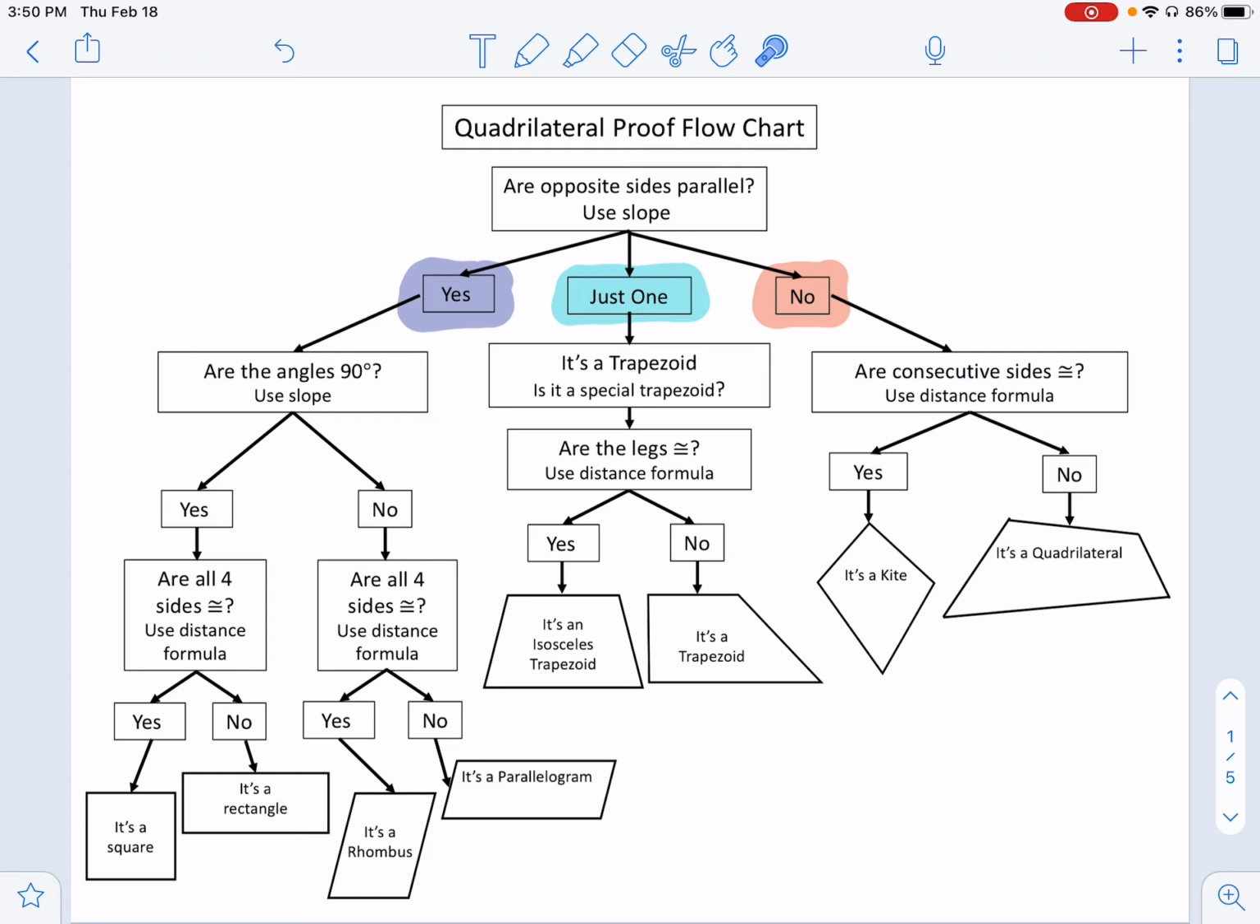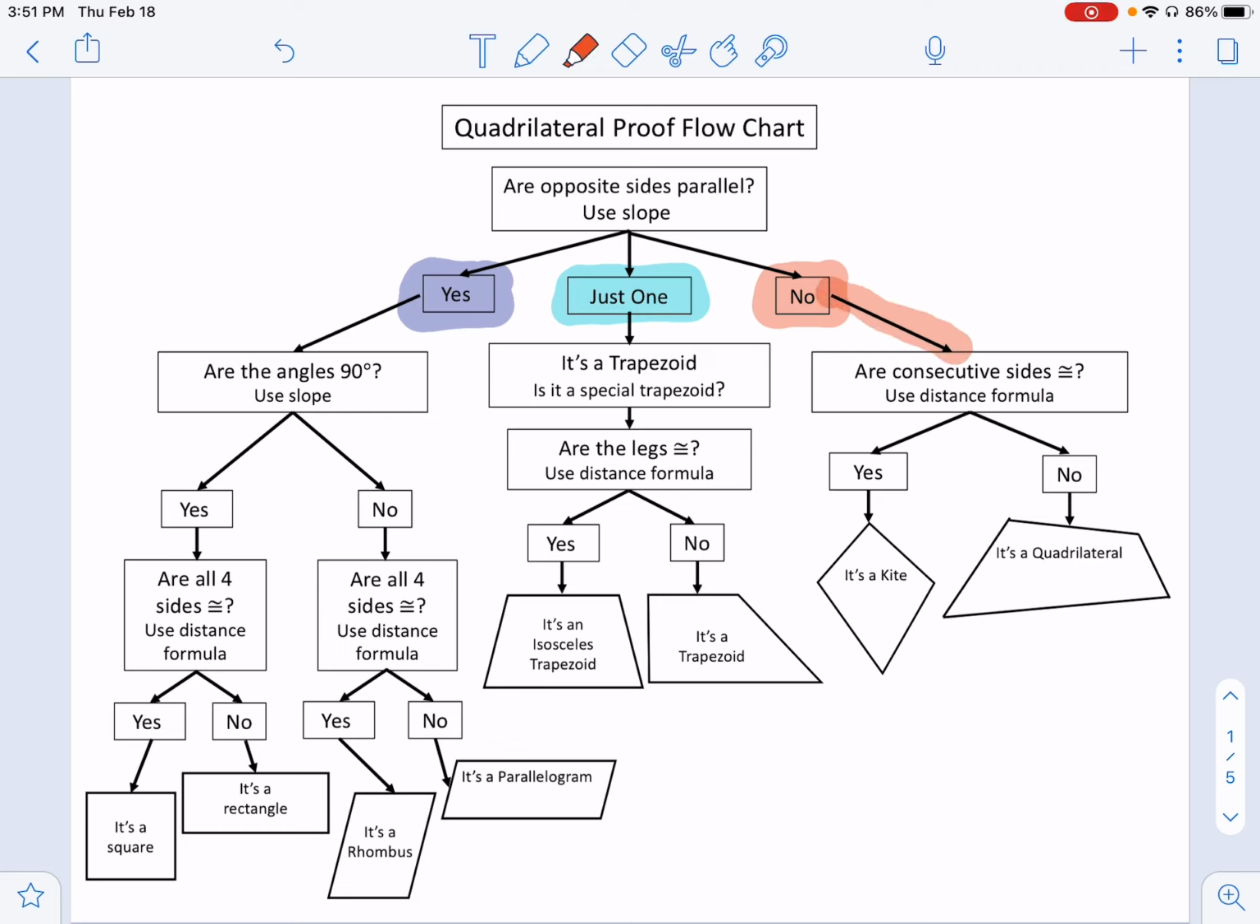We'll start on the right-hand side because it's the least amount. So if none of the sides are parallel, we only have two options. Either it's going to be a kite or it's just a basic quadrilateral. The difference there is, are the consecutive sides congruent? And we need to use the distance formula. Anytime we're talking about congruency with length, we're going to use the distance formula there.